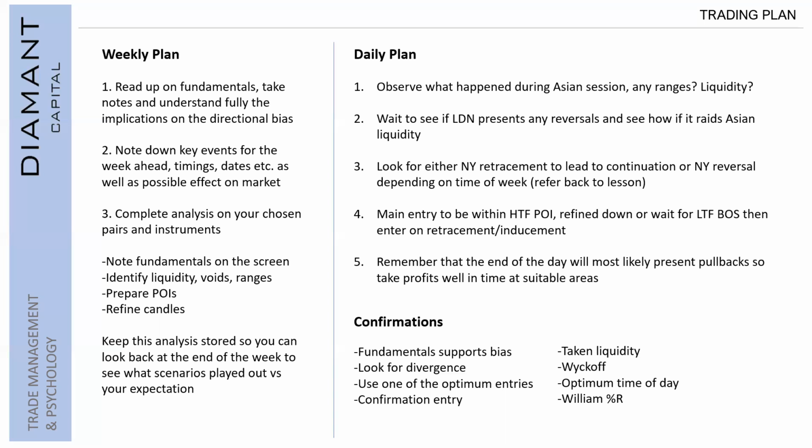Then, of course, complete your analysis on your chosen pairs and instruments. Note fundamentals on the screen, identify liquidity. So these are the main things. Liquidity is the first thing I identify. Voids as well. Ranges, as in, are we in a consolidation? Are we trending? So what's the market structure like? Are we in a downtrend? Or are we in an uptrend?